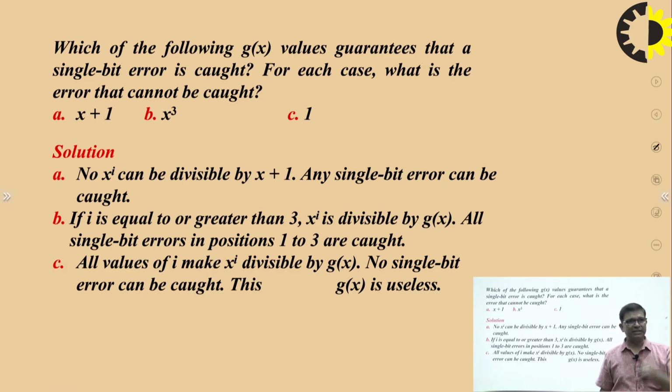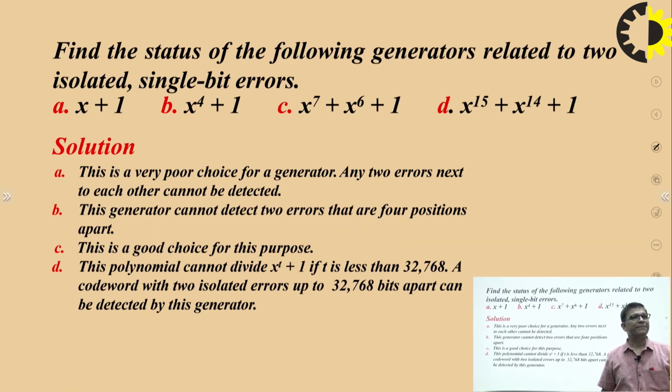So this one cannot be the divisor. These are the polynomial generators. So find which is the best one. The first one, x plus 1. This is a very poor choice of generator. Any 2 errors next to each other cannot be detected.